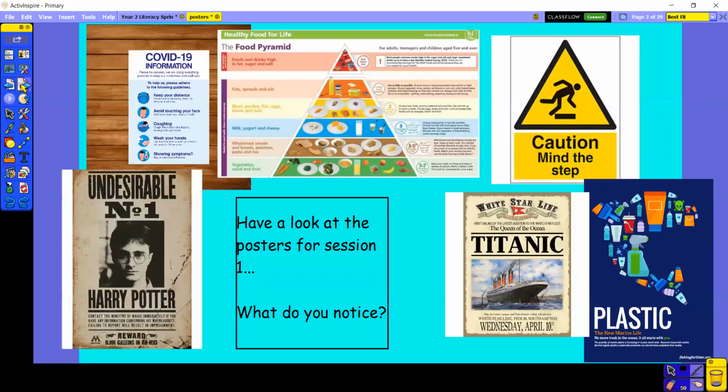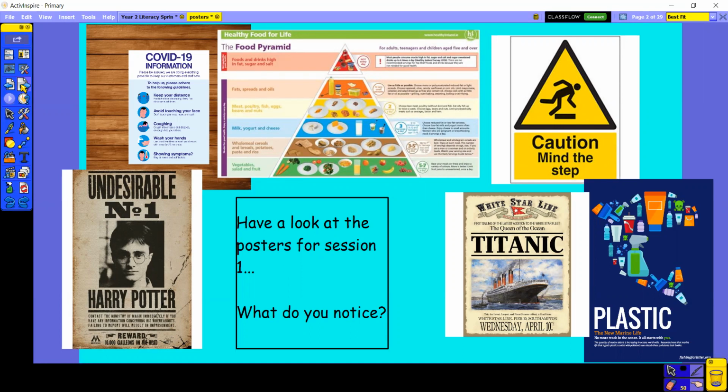Okay, there are about 25 posters on the website, so you can have a look at them. If you can download them, then that's great. I wouldn't recommend printing them out because there are so many and it will take up so much ink and so much paper. But if you can look at them on your tablet, then do. Have a look at these posters that I've put up for session 1.